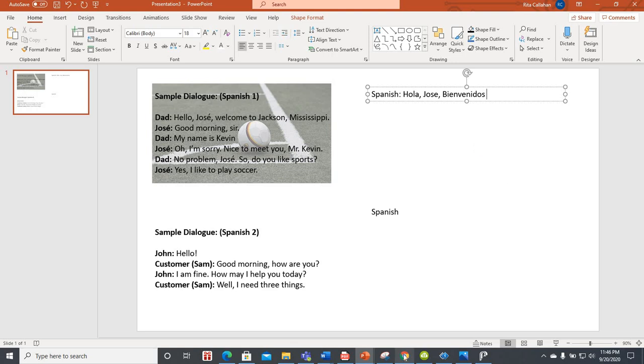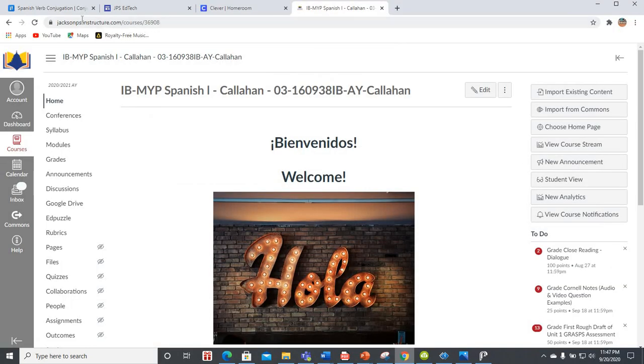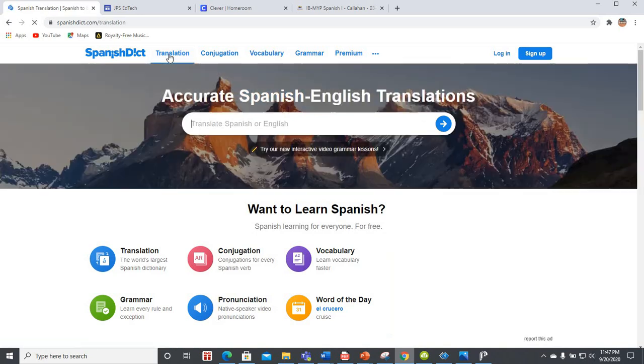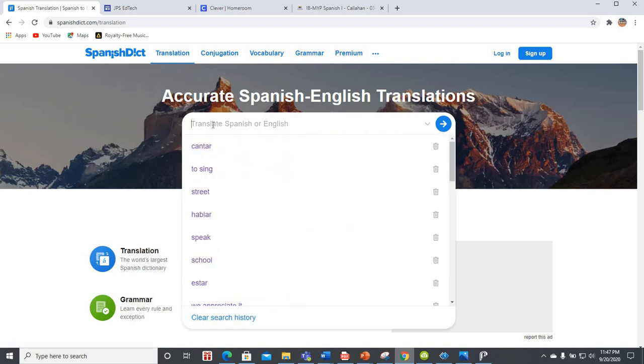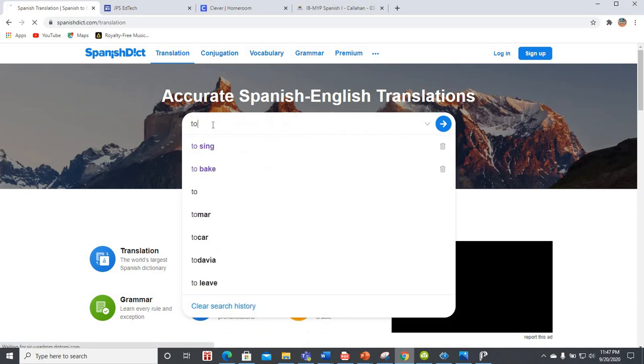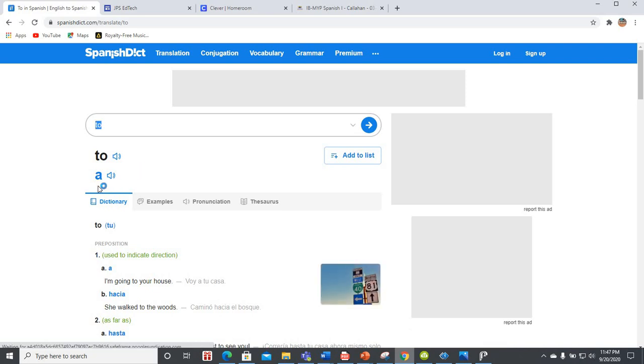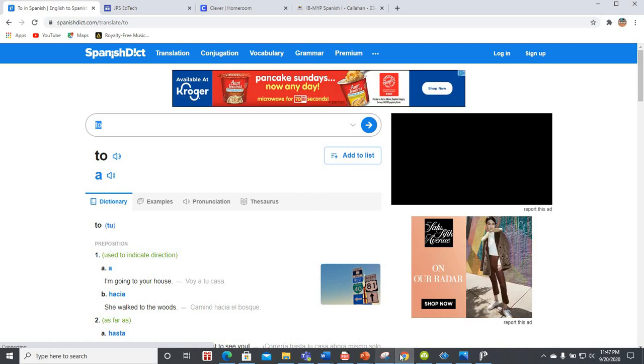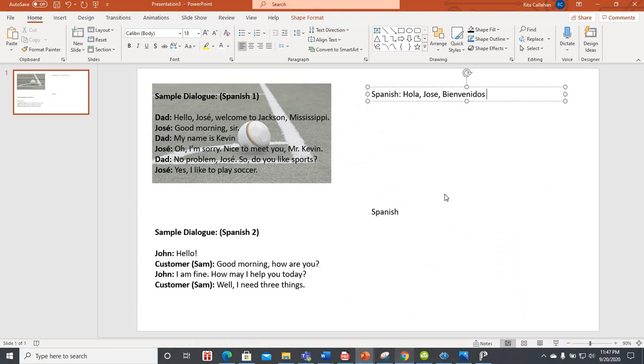Okay, so let's go to, I haven't learned the word to. So I'm going to go to SpanishDict.com. I think Miss Callahan will be okay with that, because she said that we can look up individual words. So this is SpanishDict.com, and I want to know the word to, so I'm going to go to translation, and I'm going to type in to. And it's just one letter. Okay, good. So I'm going to go back, and then of course I can just say Jackson, Mississippi.